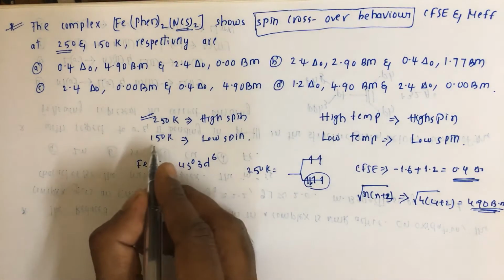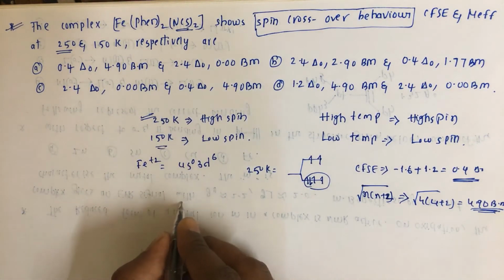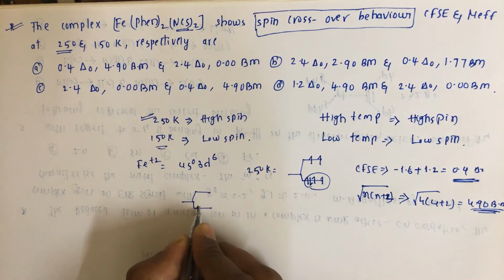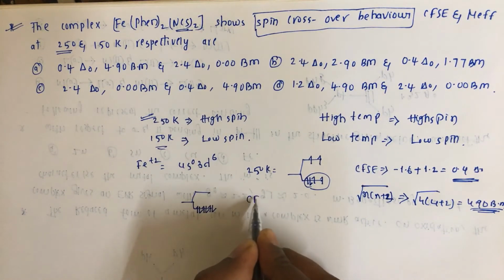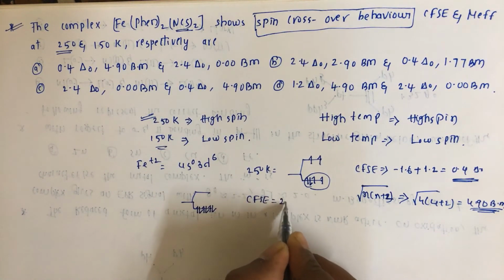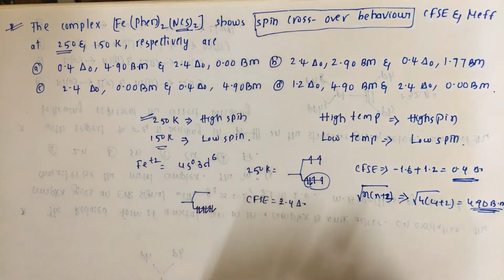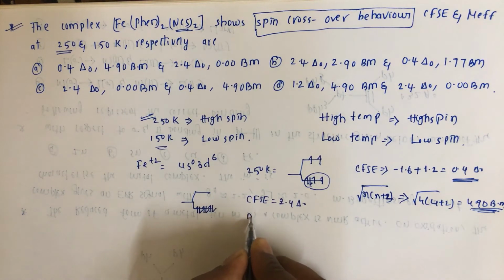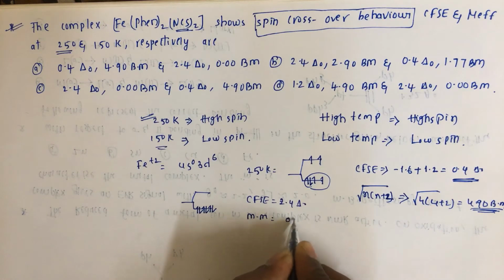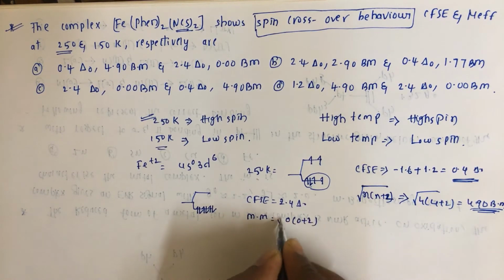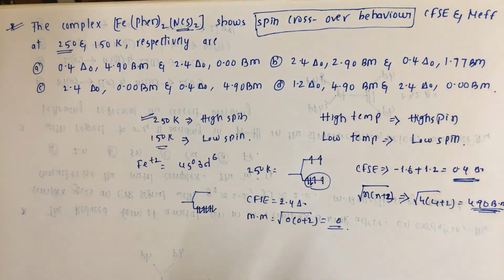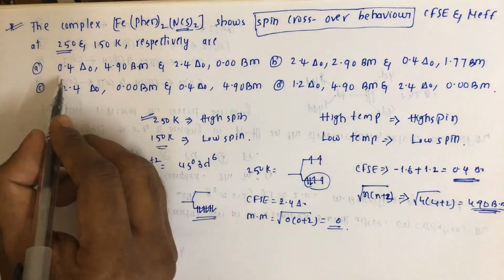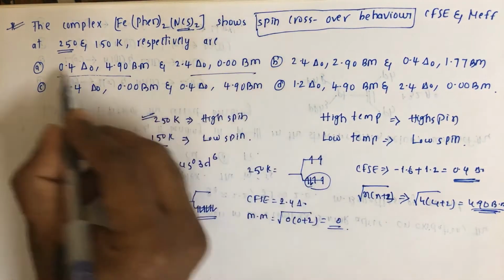And at low temperature, that is 150 Kelvin, so this will be a low spin. 1, 2, 3, 4, 5, 6. So here the CFSE is equal to 2.4 delta naught, minus 2.4 delta naught, and the magnetic moment will be here 0 into 0 plus 2. The overall will be 0, okay, because here no unpaired electrons. The correct answer will be this, this is the correct answer.